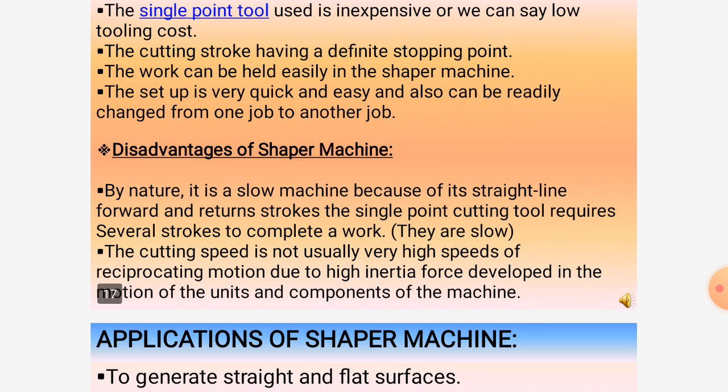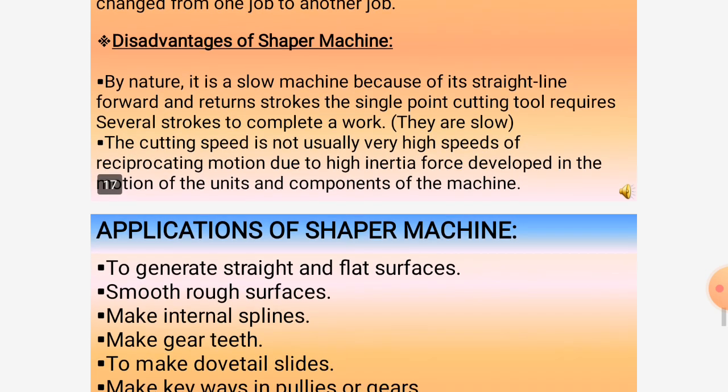Now, disadvantages of shaper machine. By nature, it is a slow machine because of its straight line forward and return strokes. The single point cutting tool requires several strokes to complete a work. They are slow. Second, the cutting speed is not usually very high, because the speed of reciprocating motion is limited by the high inertia forces developed in the motion of the units and components of the machine.